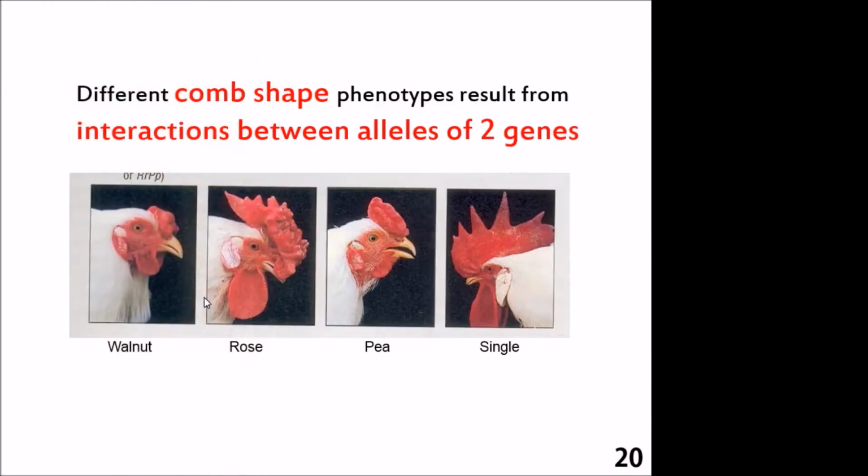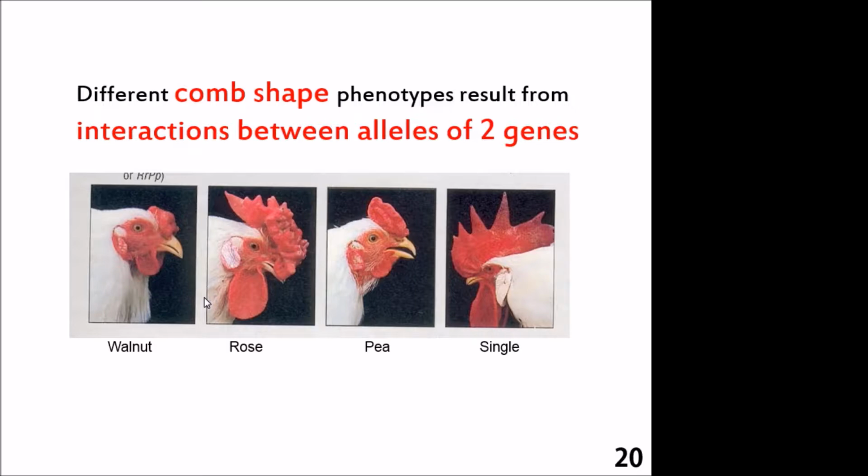One of the examples would be the comb of a cockerel. The comb shape of roosters is actually due to the interaction between the alleles of 2 genes. So you have one trait here. The trait is what kind of comb shape you have. One trait, agree? But it's not a monohybrid thing. It's actually controlled by 2 genes. 2 genes interact together to affect the outcome of one trait.